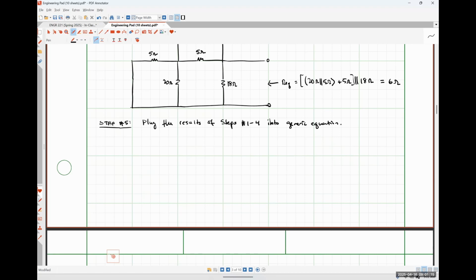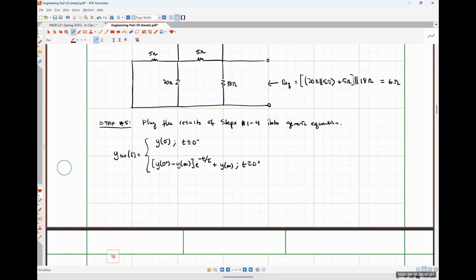All right. So as a reminder, here is our generic equation, right? Our total response is going to be y at 0 minus for t less than or equal to 0 minus. And then we'll have y at 0 plus minus y at infinity, e to the minus t over tau, plus y at infinity for t greater than or equal to 0 plus.